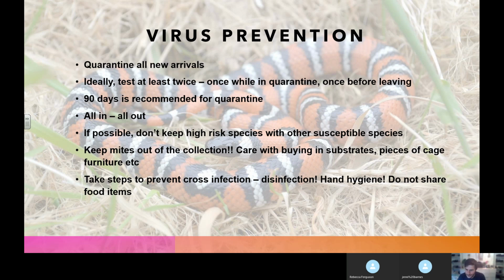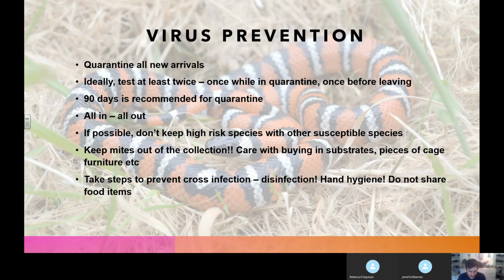And the same with pieces of cork bark and pieces of cage furniture, used vivs, particularly used wooden vivs with little crevices. So just be very, very careful with mites, and consider where you're buying things. Make sure all the equipment that you're buying in is ideally treated in a way to prevent mites from entering the collection before you put those things in with your animals.